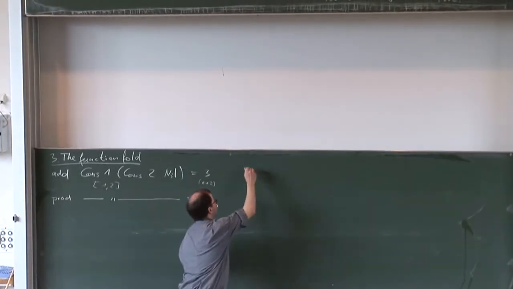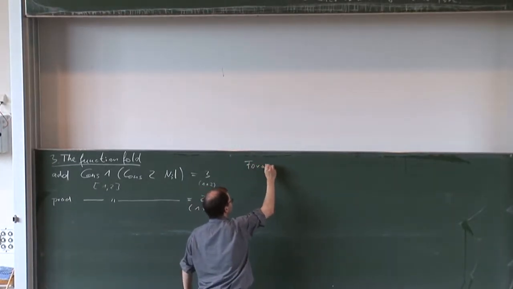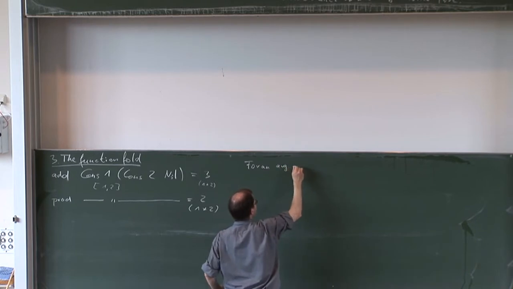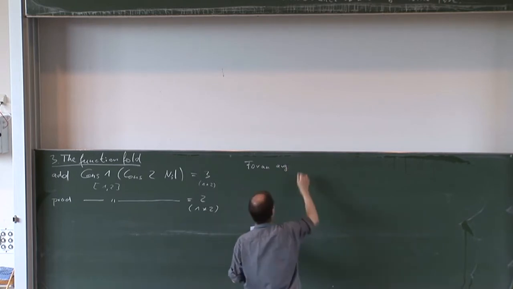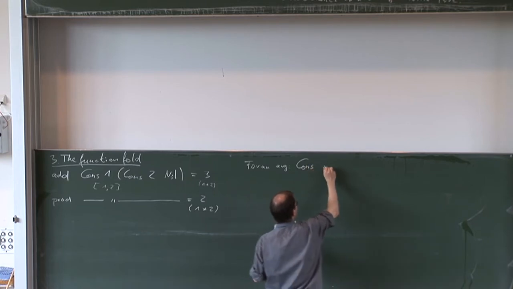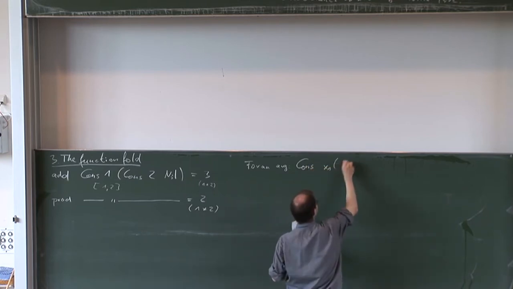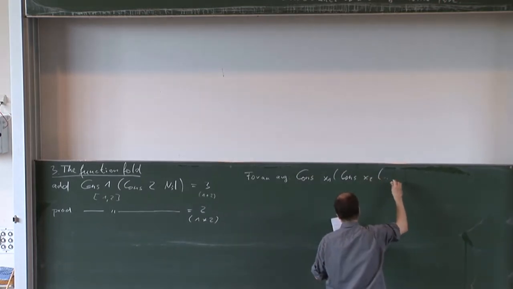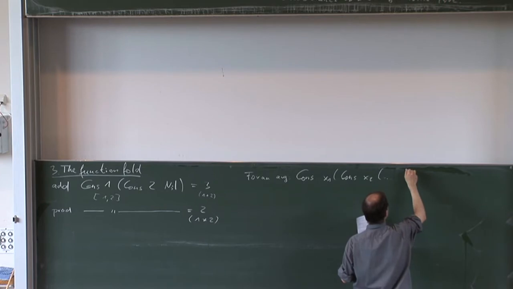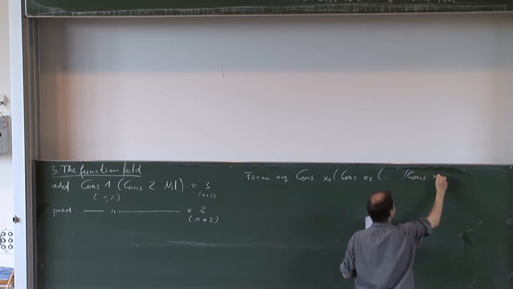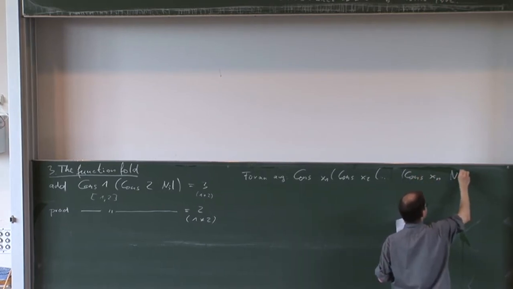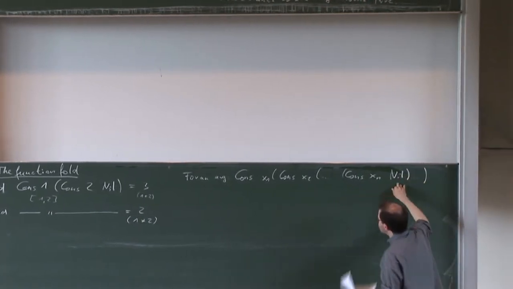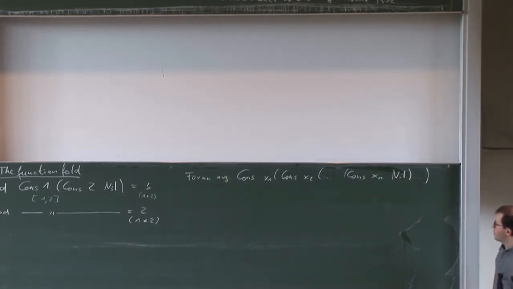So more precisely, for an argument which would look like this, it would be a list which starts with cons. Then here we have the first argument. Then we have cons, here we have the second argument, and so on. Here we have cons and the nth argument. This would be inserted into the empty list. So this represents the list with the elements x1, x2, x3 until xn.